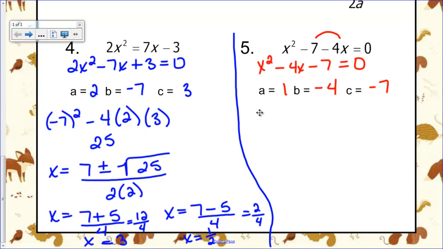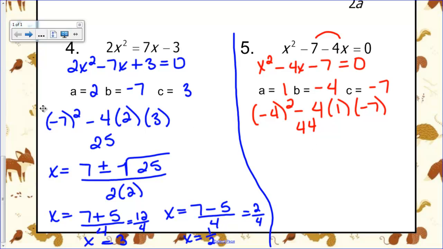So discriminant first. We're going to do b squared minus 4ac. So I have b squared, so I have negative 4 squared minus 4 times a times c. I'm going to type that in. Again, make sure you use parentheses around your negative. And when I do that one, I get that the answer is 44. So I'm going to plug this in under my square root.